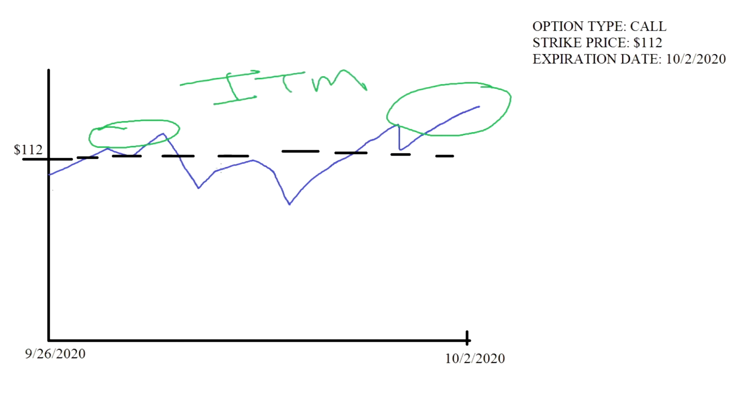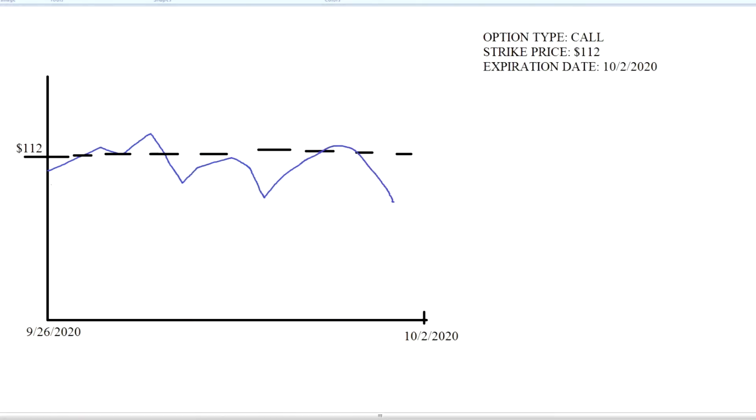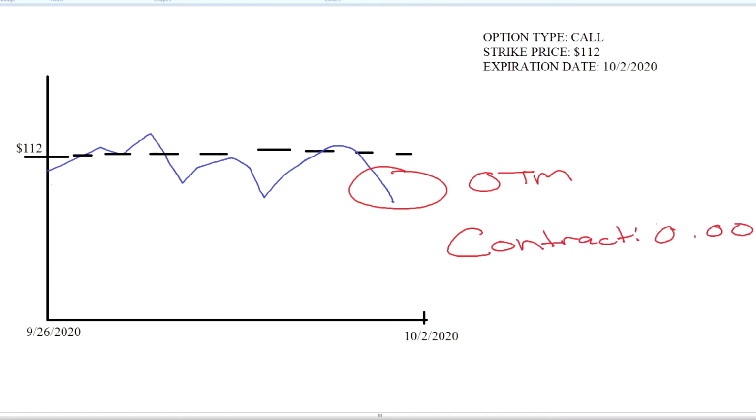But in this section right here, where you are under $112, you're considered out of the money. So what happens when you reach your expiration date, but your option has not passed $112 and you're out of the money? Well, what that means is your contract is worth $0. It has expired worthless. So now let's pull Robinhood back up real quick.